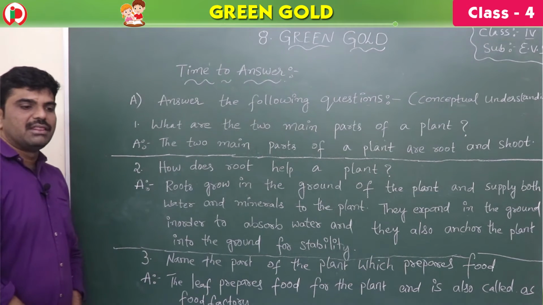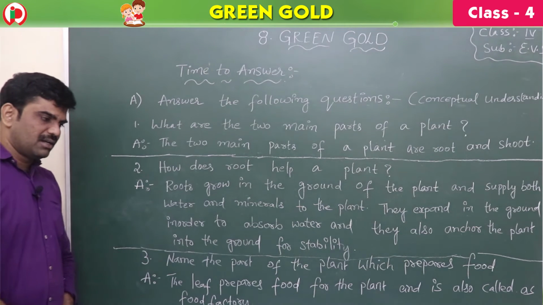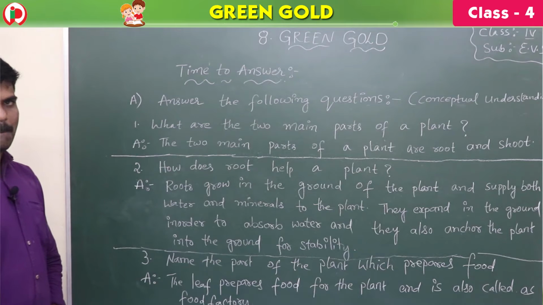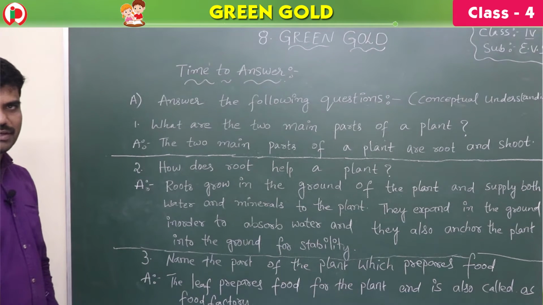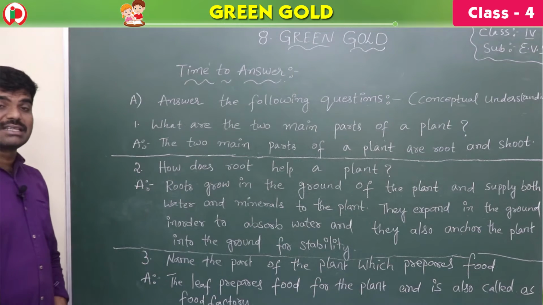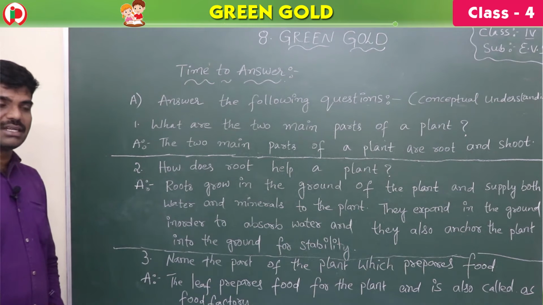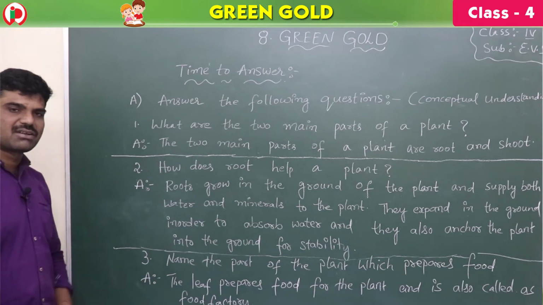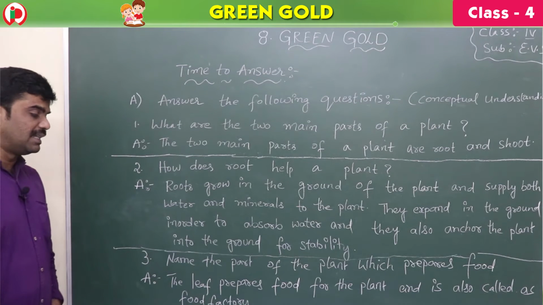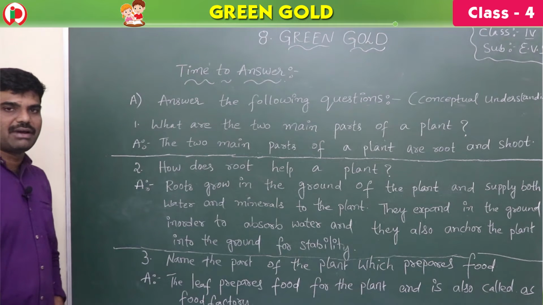Third question, name the part of the plant which prepares food. Children, you know that in which part of the plant prepares food? Yes, leaf. The leaf takes the sunlight. The leaf utilizes the carbon dioxide and water and chlorophyll, which is a green color substance, and prepares food by a process called photosynthesis. That is why leaf is called food factory. The leaves prepare food for the plant.